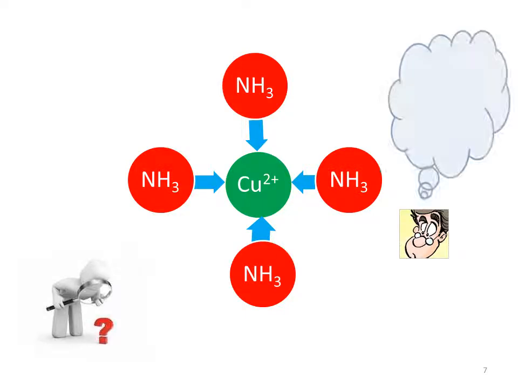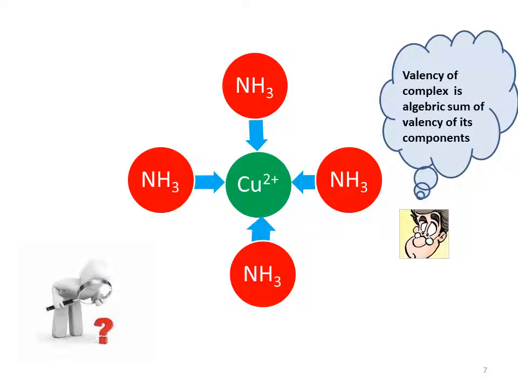A question. Well, what's the valency of the formed complex? Usually, the valency of the complex is the algebraic sum of the valencies of its components. In our case here, the copper amine complex will take 2 positive charges because the ammonia molecules are neutral and the copper is 2 positively charged.